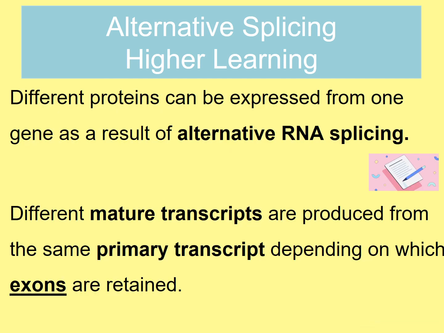Different proteins can be expressed from one gene as a result of alternative RNA splicing. So when we have that primary transcript, some exons may be retained, some may be treated like introns, and that will result in different mature transcripts being produced.